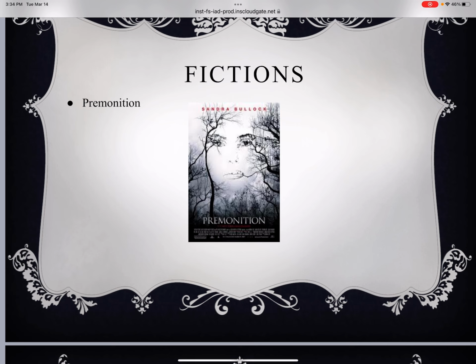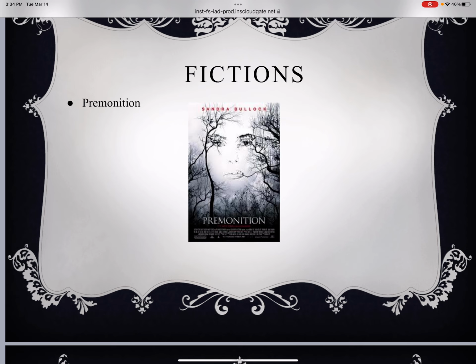And also, another idea of double images are called fictions, and here is the movie poster for Premonition. Guys, I love Sandra Bullock to no end. I think she's super cool. However, this movie is not very good. I'm just going to be honest with you. I'd give it a solid C. It is mediocre at best. It's one of those movies where if you're not feeling well and you're sleeping on the couch and you're too sick to get the remote and change the channel, that's what I'm talking about.